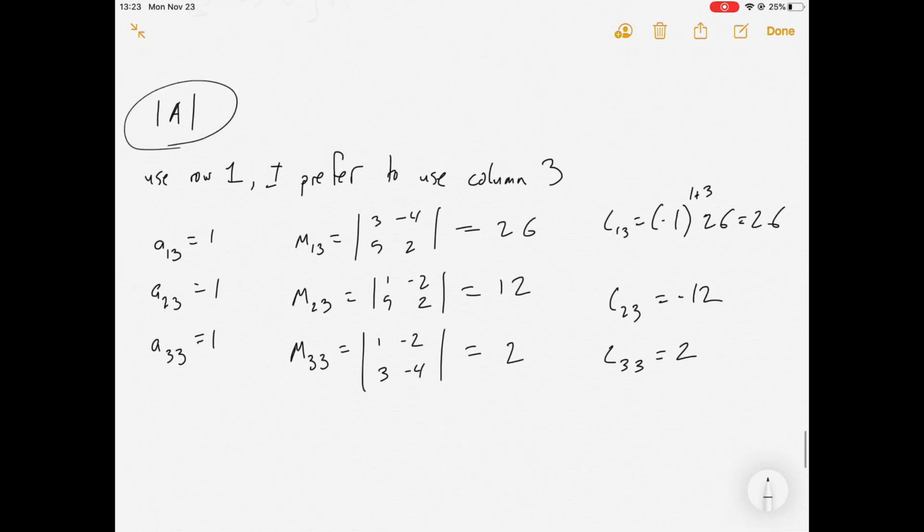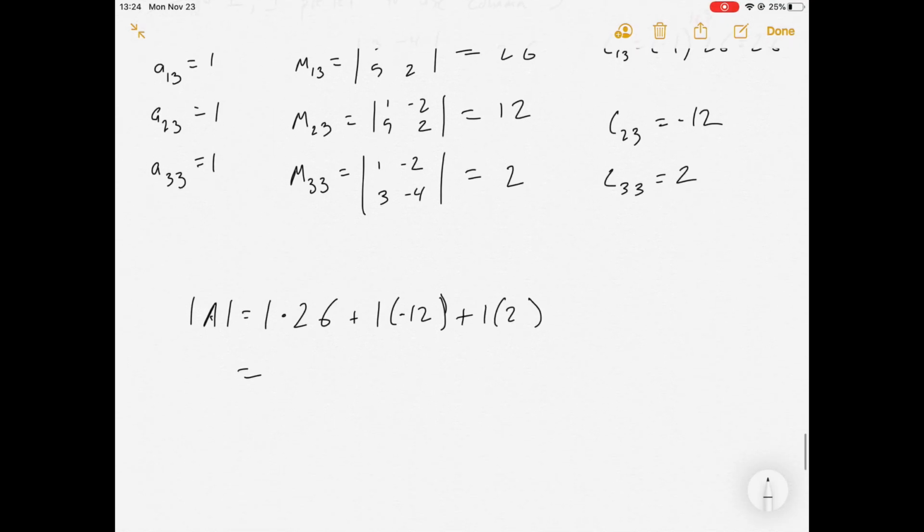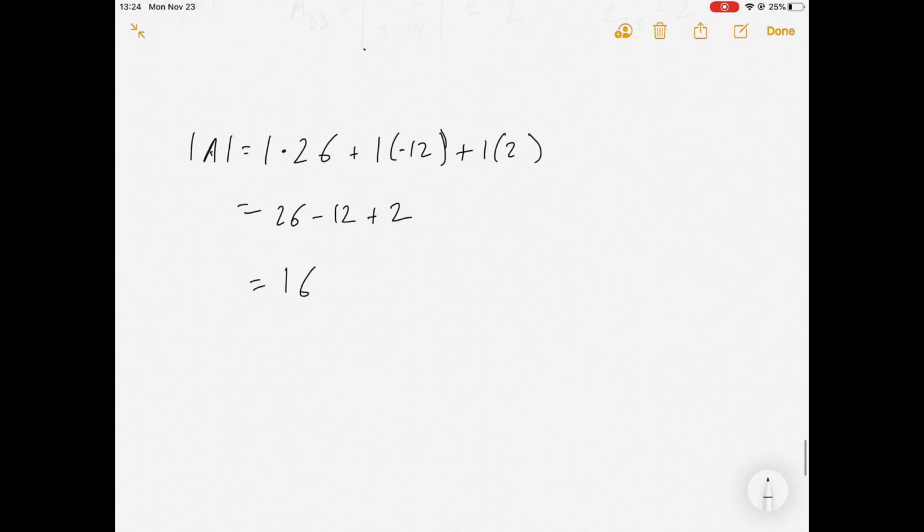So let's go back to the determinant I was trying to figure out. The determinant of A is going to be A11 times 26. And here's where those ones are nice, because 1 times 26 is just 26. 1 times -12 is just -12. And then 1 times 2 is just 2. So really it just turns into adding the cofactors rather than doing any multiplication. 26 minus 12 plus 2. So I end up with 16 here.